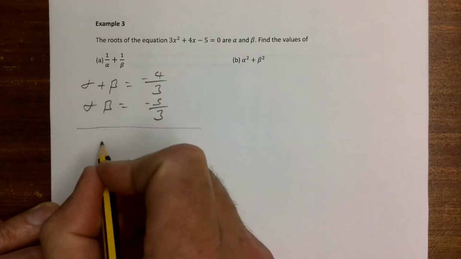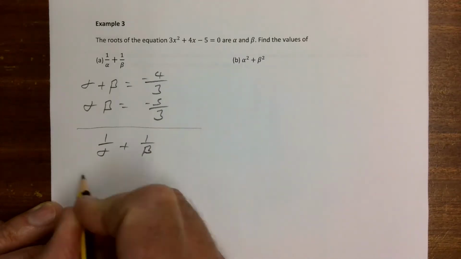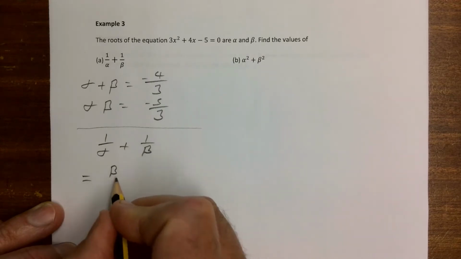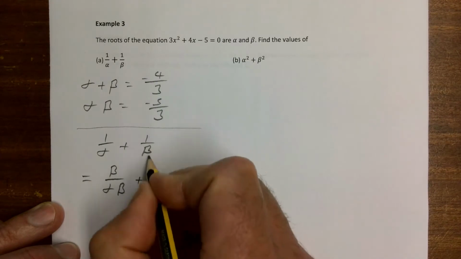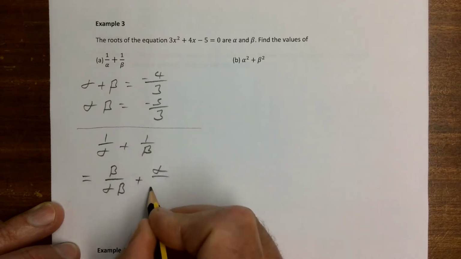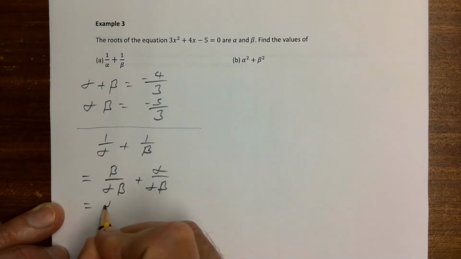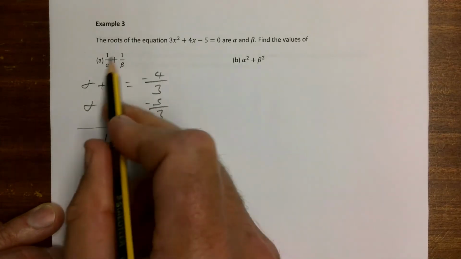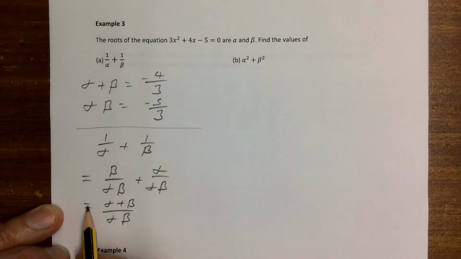If I take 1 over alpha plus 1 over beta and join it together as a common denominator, times top and bottom here by beta, times top and bottom by alpha. When I rearrange, I'm then going to get alpha plus beta all over alpha beta. We need to find the value of this, which is the same as this. That's why I have my equal sign there.